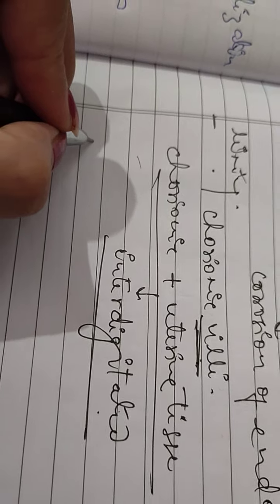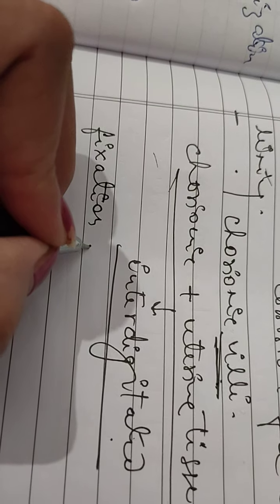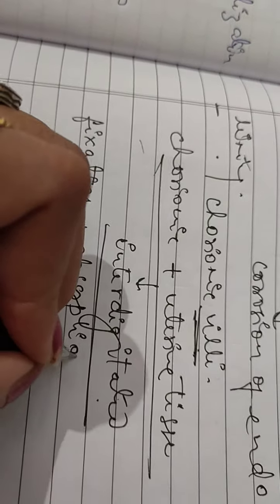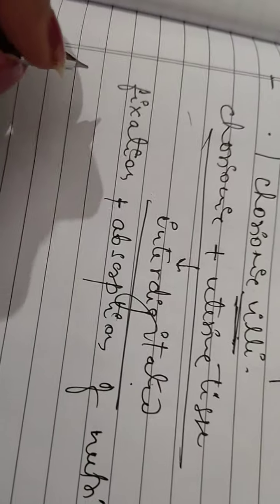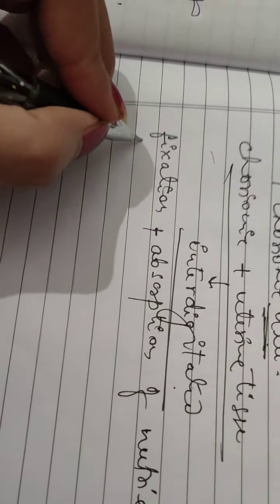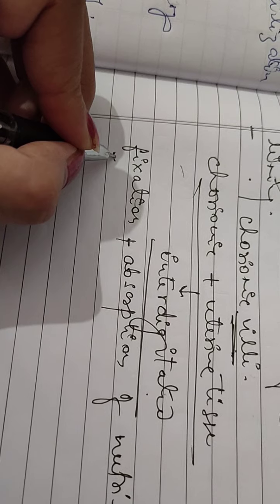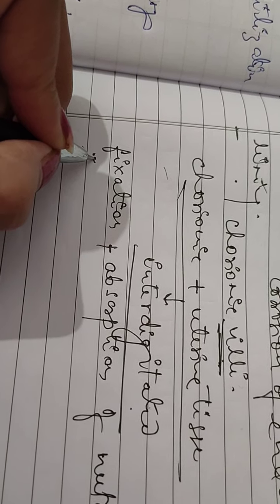So villi, obviously, have some hair-like projections, so they help in fixation and also absorption of nutrients. Absorption of nutrients. This uterine tissue also undergoes nutrient enrichment, enlargement of cells, and formation of the uterine part of the placenta.